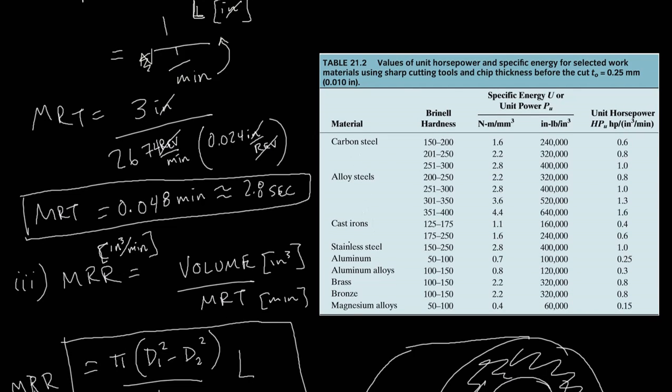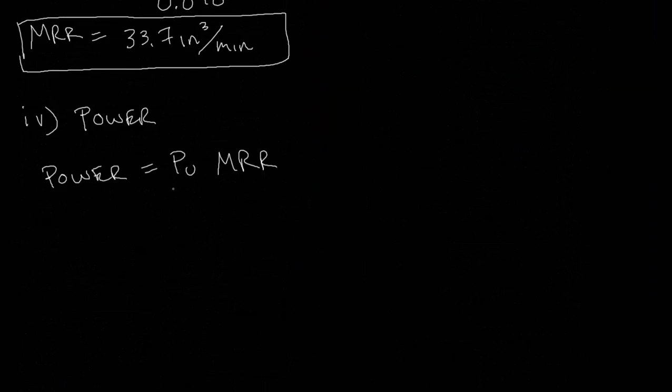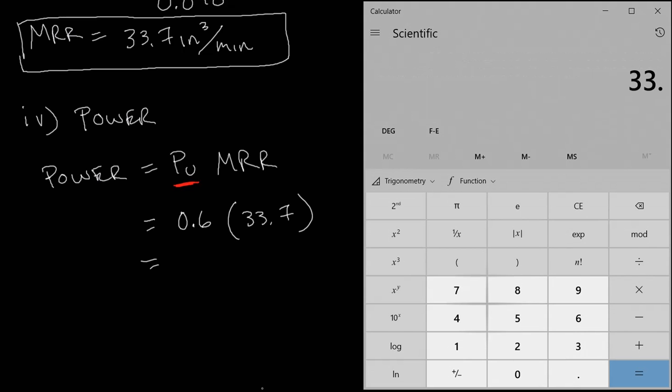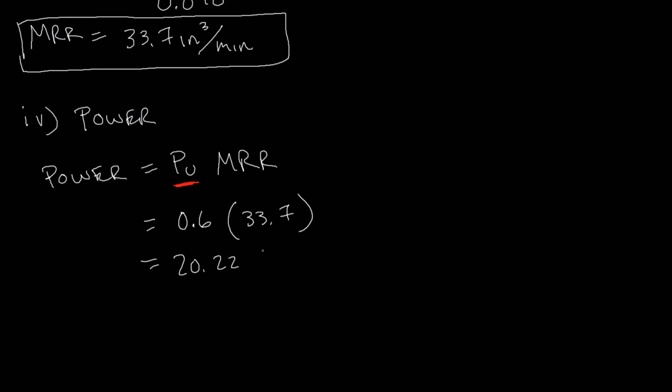Okay, so I don't see mild steel on here, but I know that it's a soft steel, so I'm going to just make the assumption that it's got a Brinell hardness between 150 and 200, and that gives me 0.6 for PU, or unit power. So that's 0.6 times 33.7, and that equals 20.22 horsepower.